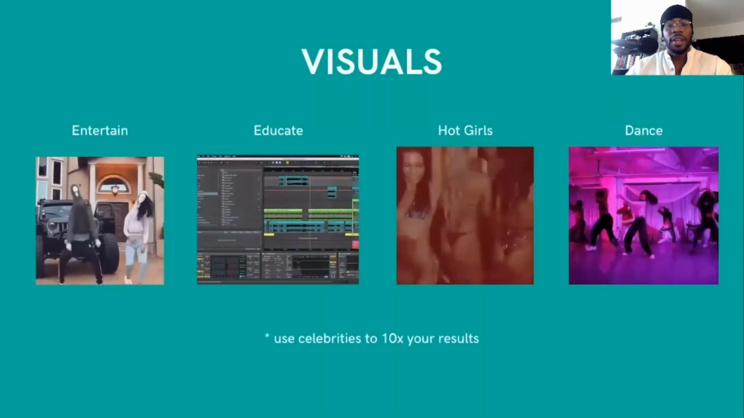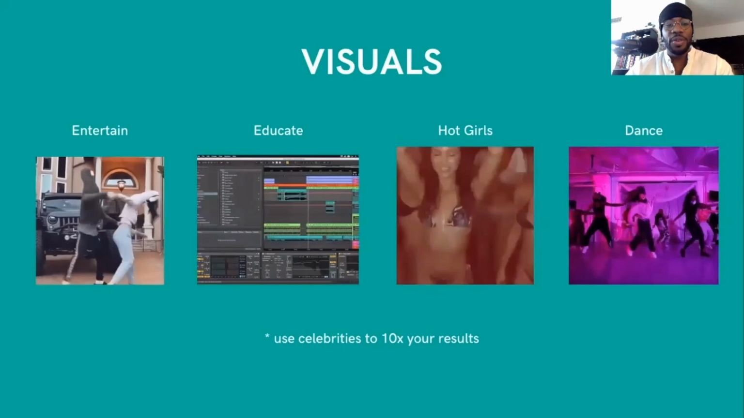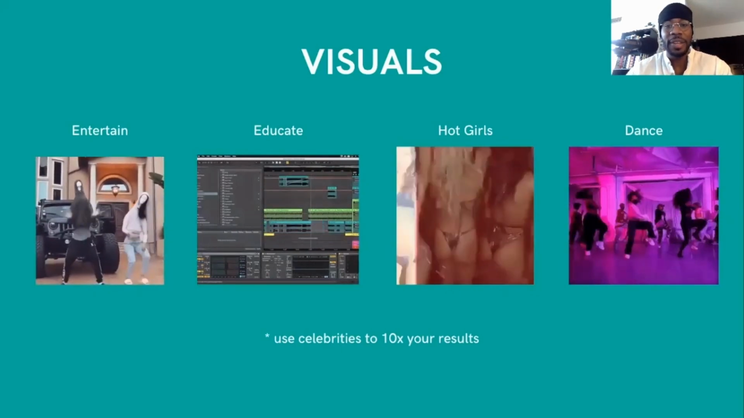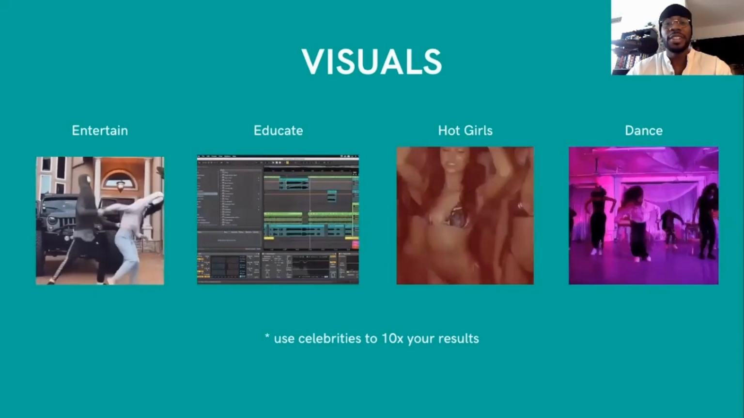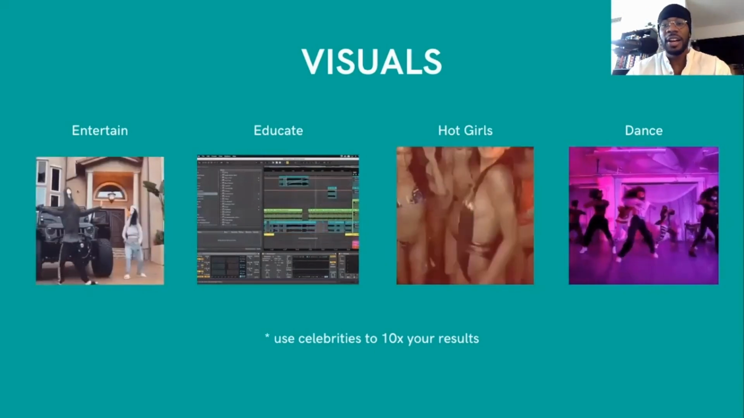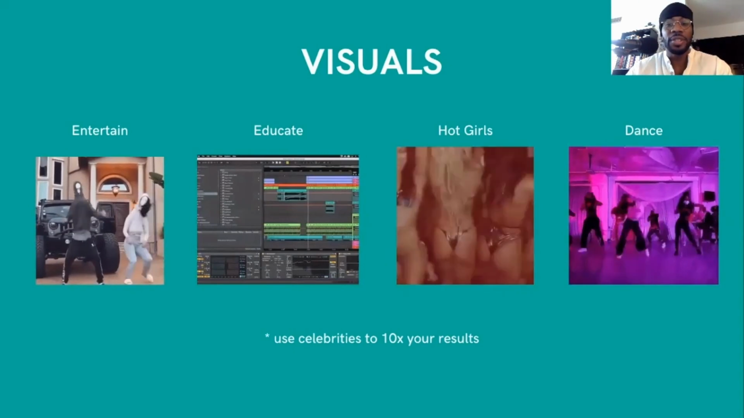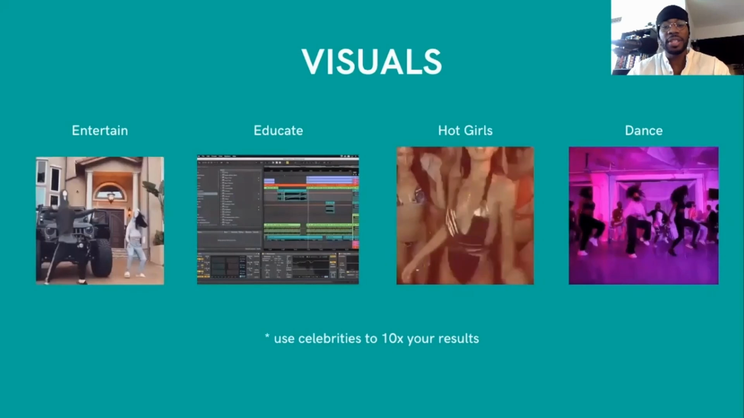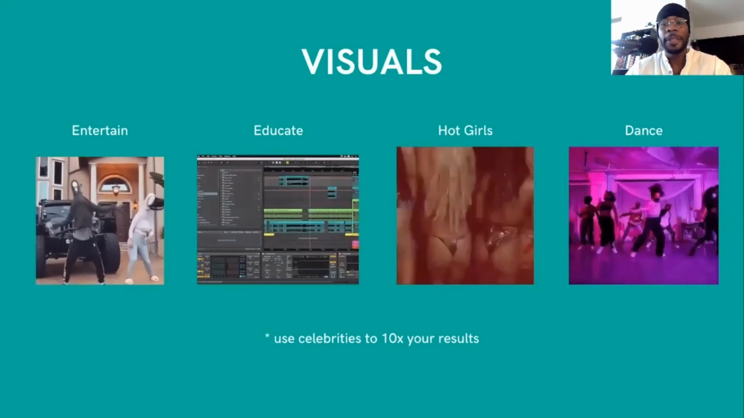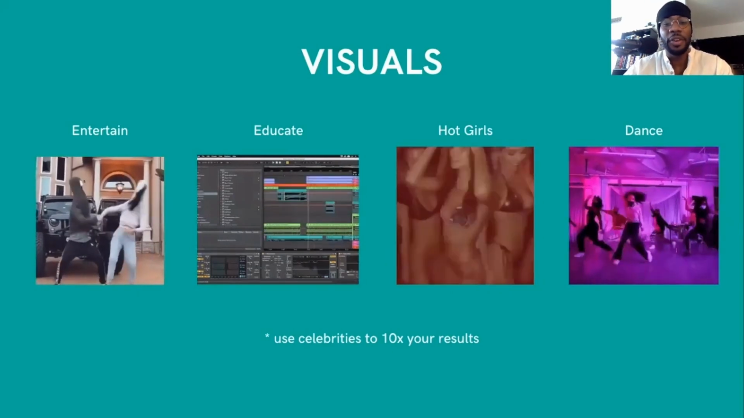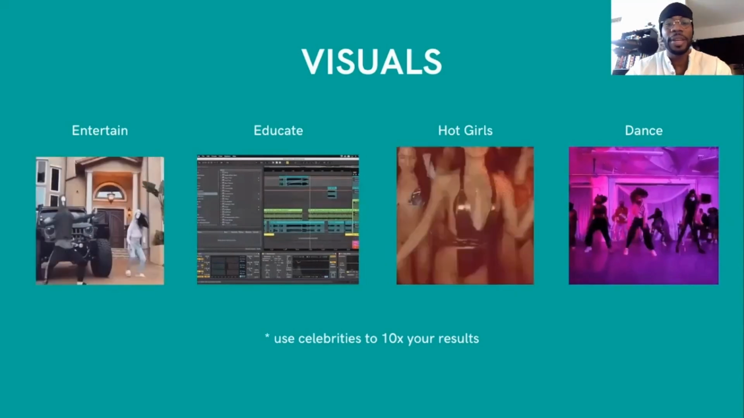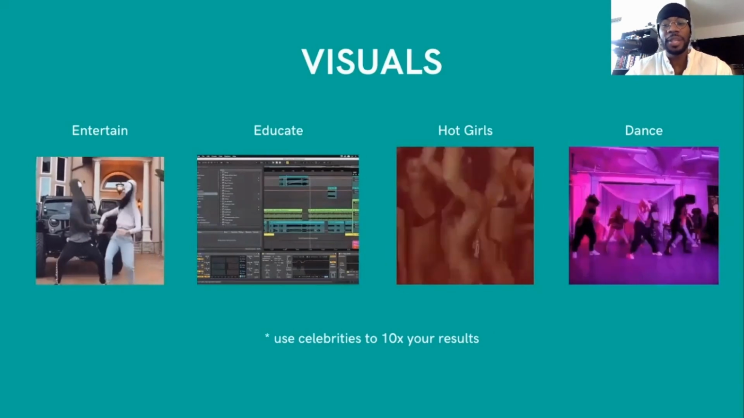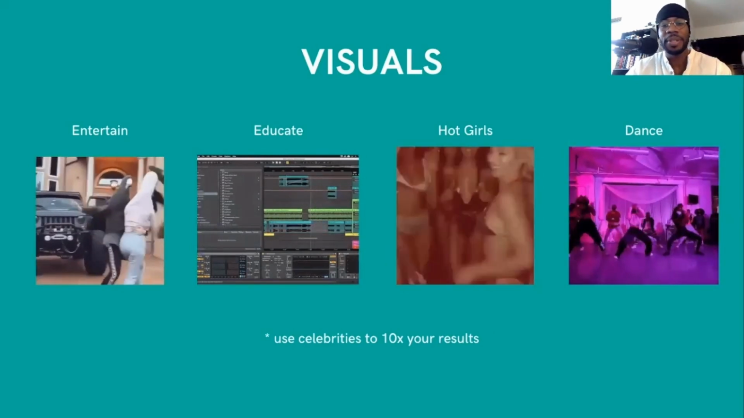Now, when it comes to growth, the best ways are to entertain, educate, use sex or hot girls, and dancing to get your music out there faster. Use celebrities as well to 10x your results, right? So if you can find a celebrity or create a song around a remix, you'll get a lot more shares. Or if you were to create something entertaining, you'll get a lot more engagement, a lot more shares.